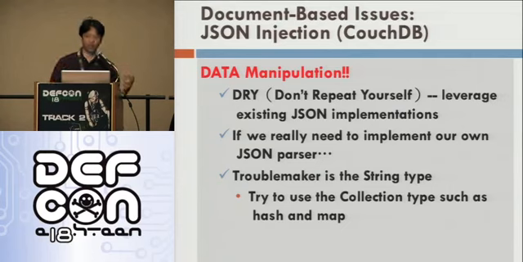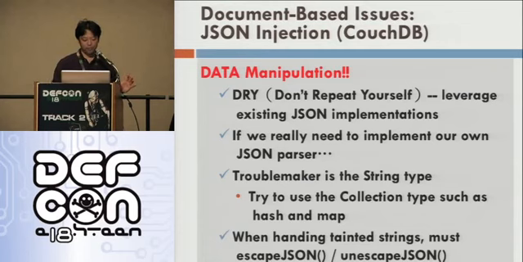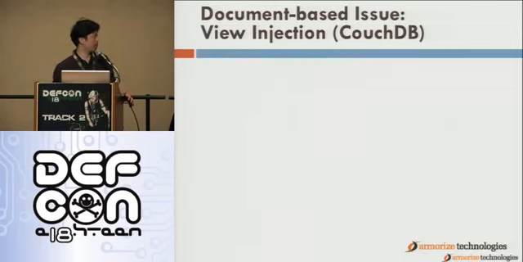And when JSON injection happens in CouchDB, that is directly manipulating the data stored in the database. And the countermeasure is to try to use collection types, such as hash and map, instead of manipulating the bare strings themselves. And when handling tainted strings, at least we must remember to escape JSON and unescape JSON.